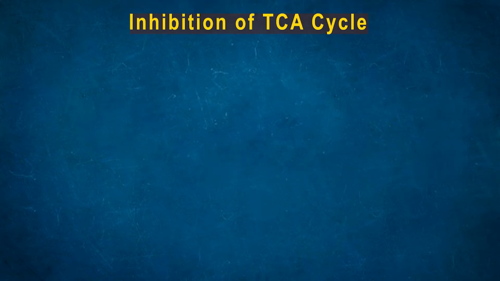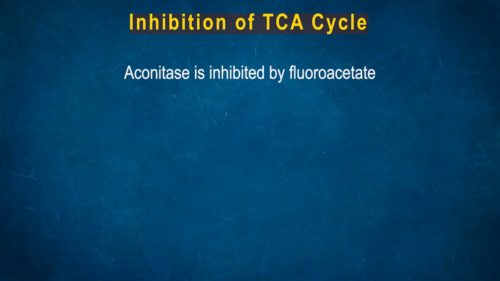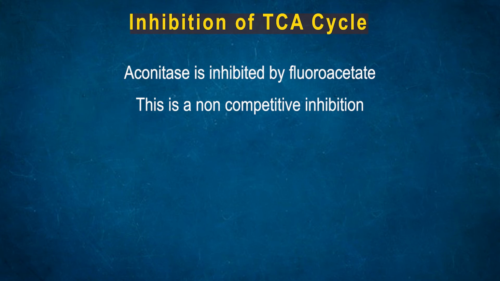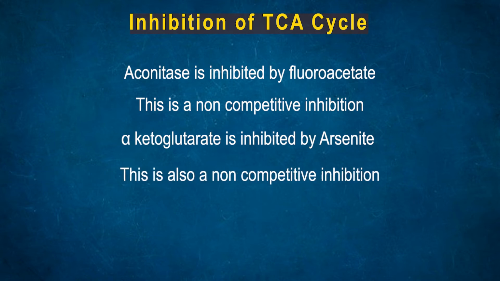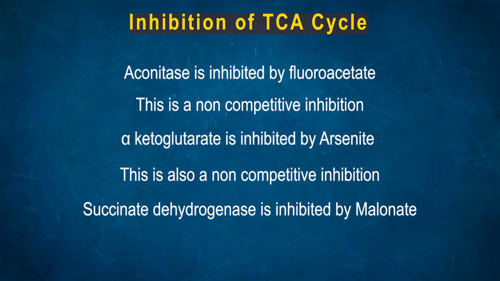Inhibitors of TCA cycle. Aconitase enzyme is inhibited by fluoroacetate, which is a non-competitive inhibitor. Alpha-ketoglutarate dehydrogenase is inhibited by arsenite. This is once again also a non-competitive inhibitor. Succinate dehydrogenase is inhibited by malonate, which is a competitive inhibitor.